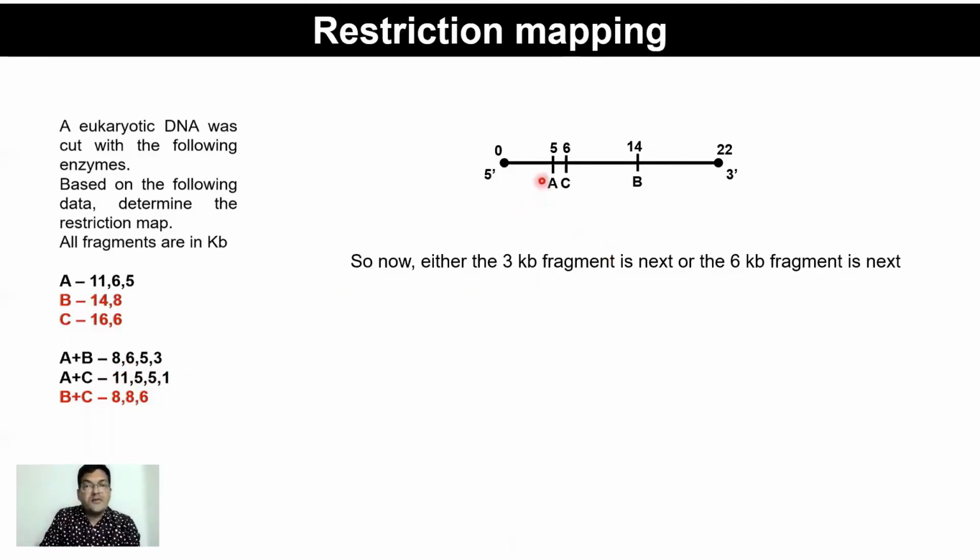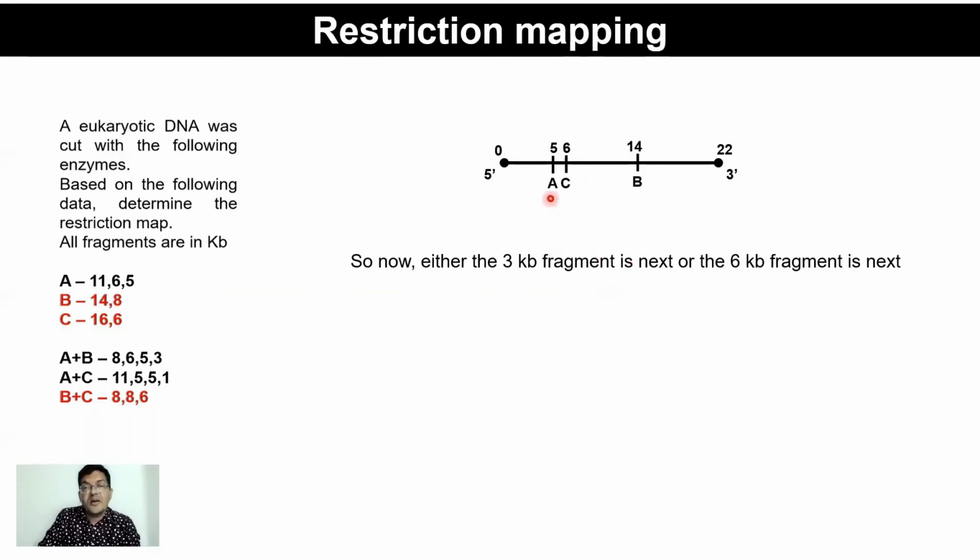So now that you've marked the first A cut site, you are left with marking only the second A cut site, and that will finish your map. And of course, again, there are 2 possible fragments which can come next to the 5 kb fragment of A. So it could be a 3 kb fragment or it could be a 6 kb fragment. If the 3 kb fragment comes next, which means 5 plus 3, the next A cut site would be at 8 kb. If the 6 kb fragment comes first, which means 5 plus 6, which is 11 kb, the next cut site for A would be at 11 kb, right? So therefore, now we make both the maps and see which one is correct.